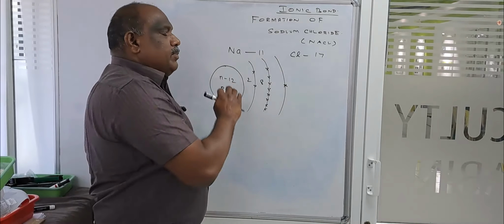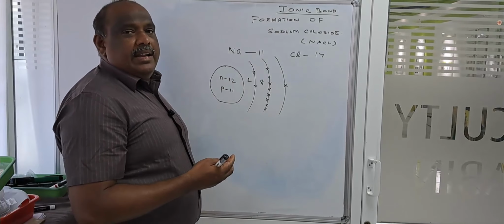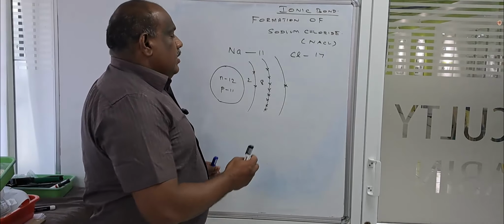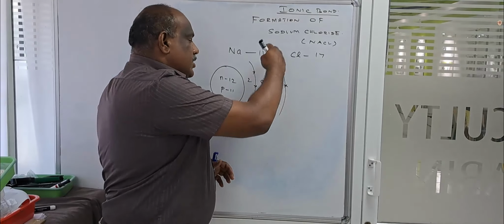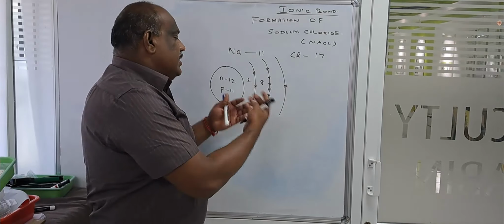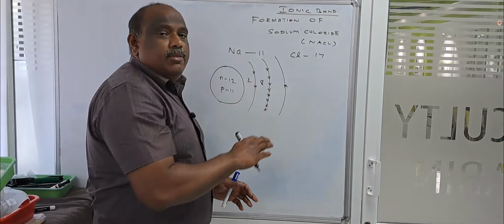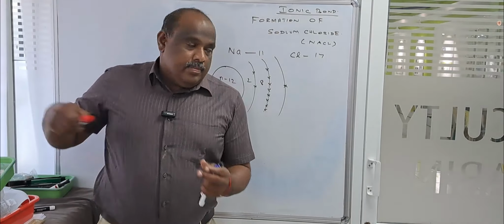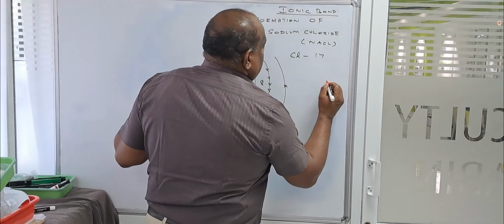Now the sodium wants to become a stable configuration like neon. What does it have to do? It has to give up one electron or it has to gain 7 electrons. Instead of gaining 7 electrons, it is easier to leave 1 electron. Now let us come to the case of chlorine.